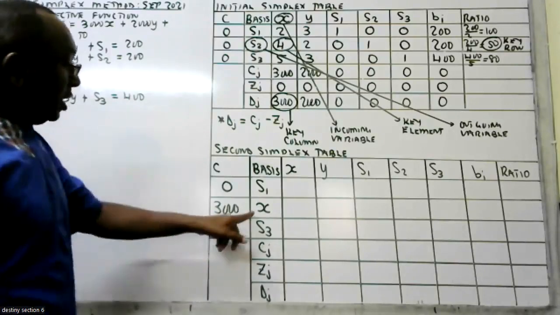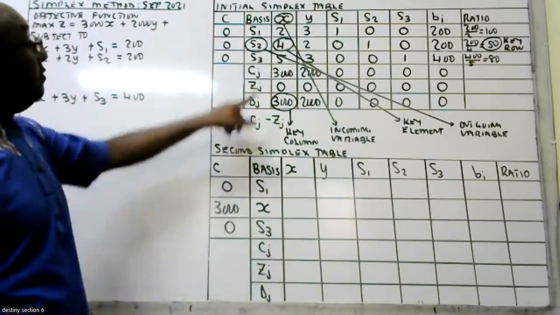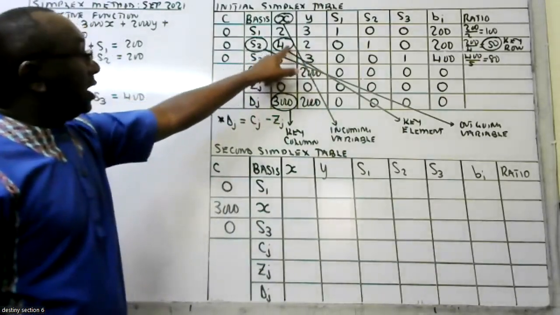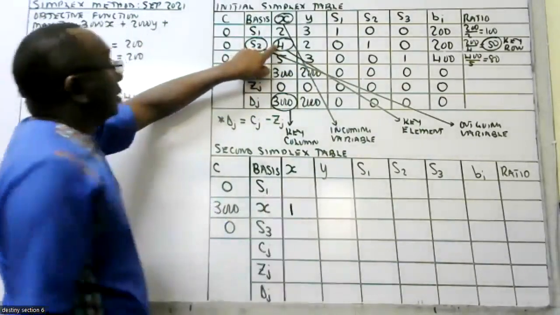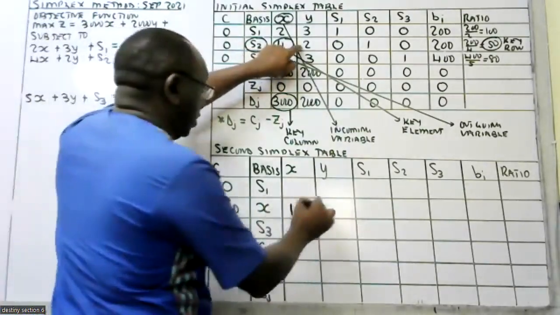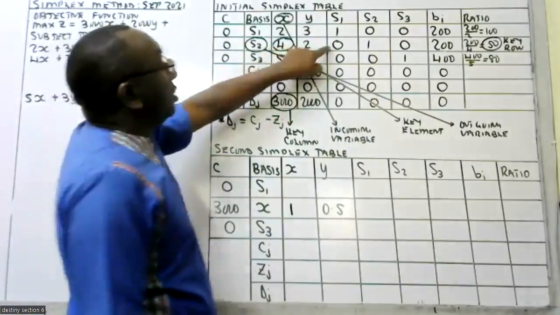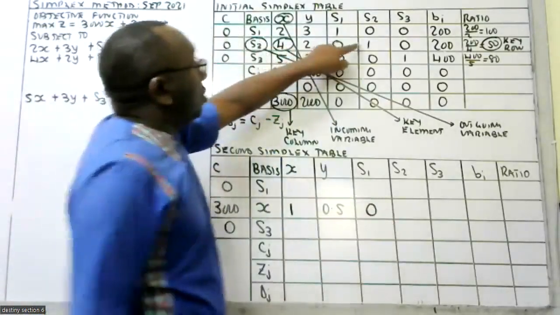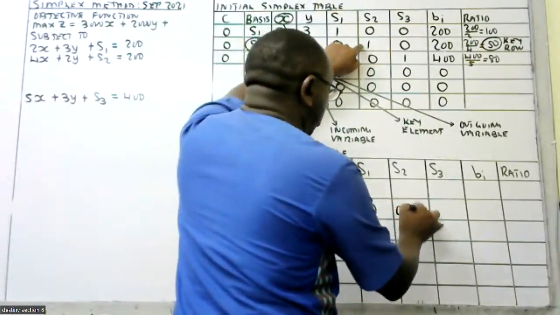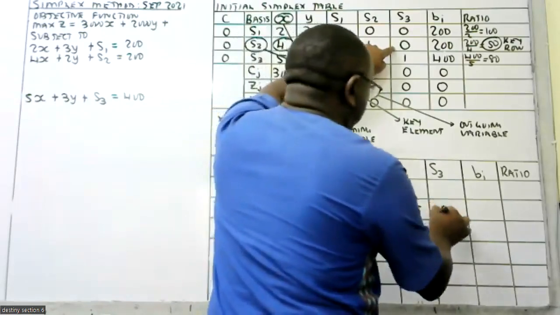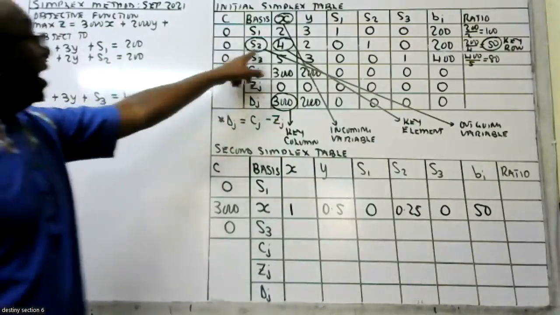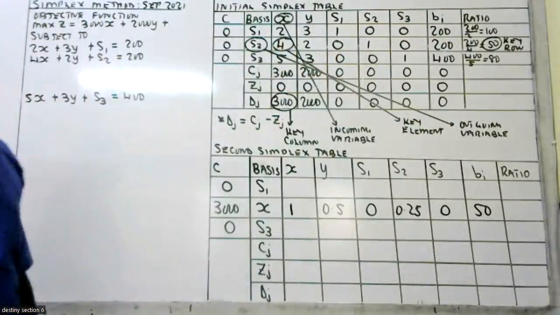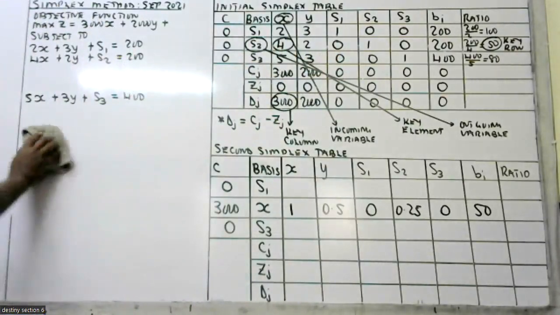So you now come here to the row X here. And you divide all these values here by the key element. So this one will be 4 divided by 4, that will give us 1. 2 divided by 4, that will give us 0.5. 0 divided by 4, that will be 0. 1 divided by 4, that will be 0.25. 0 divided by 4, 0. 200 divided by 4, it is 50. So we have divided these values in the key row using the key elements.